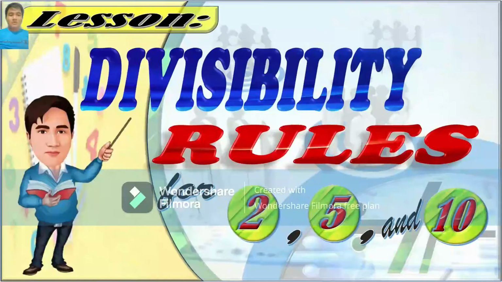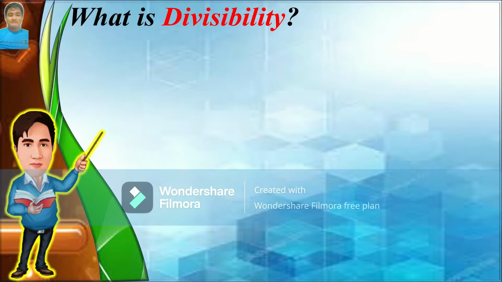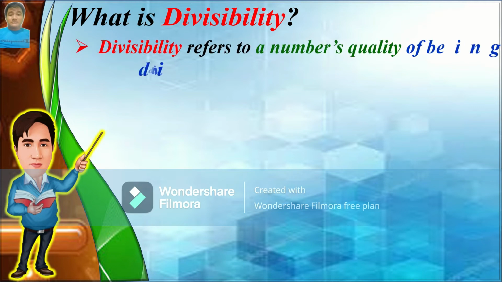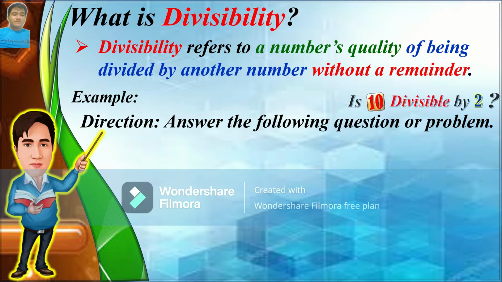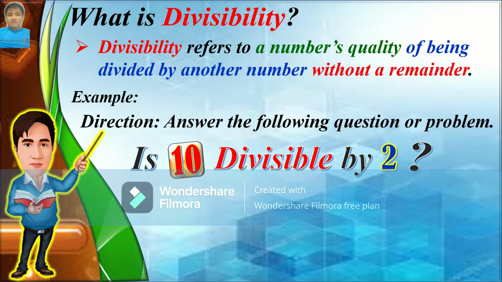Let us now proceed to our main topic, which is about the divisibility rule for 2, 5, and 10. Let us first define divisibility. What is divisibility? What does it mean? Okay, when you say divisibility, it refers to a number's quality of being divided by another number without remainder or excess. Or we can say that a number is divisible by another number when there is no remainder in their quotient or answer.